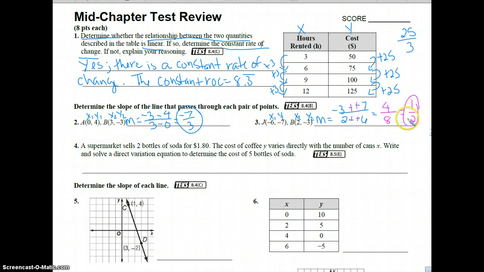Any questions about 1, 2, or 3? All right. There's a little bit of a typo here. This should say soda.